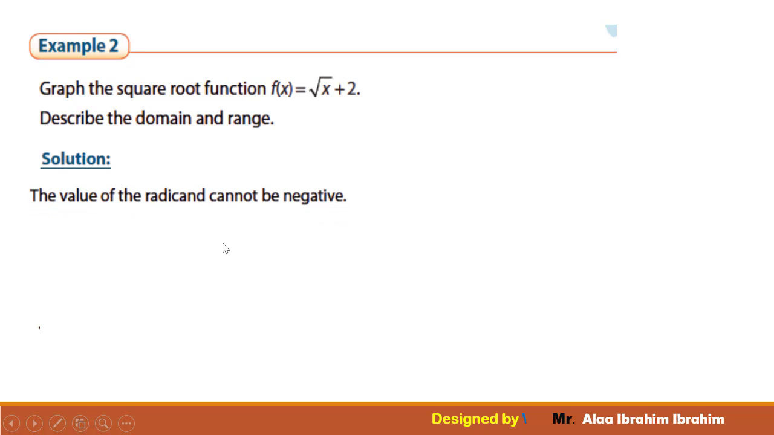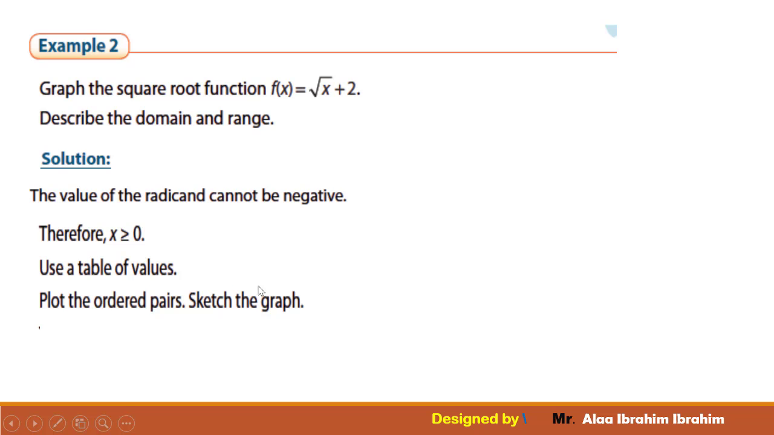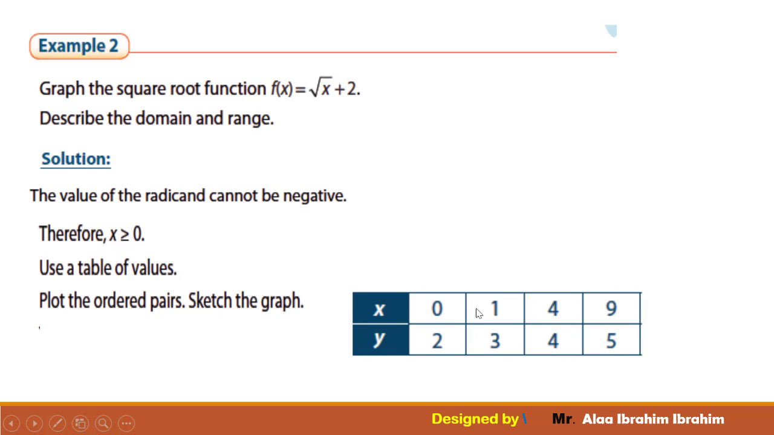If I substitute with the value of x, as I told you, x is bigger than or equal to 0. So I start with 0 and any number bigger than 0, like 0, 1, 4, 9. I'm trying to be smart: take anything that has a square root. Square root of 0 is 0, square root of 1 is 1, square root of 4 is 2, square root of 9 is 3. But we have to complete the result with plus 2. So 0 plus 2 is 2. Square root of 1 is 1, 1 plus 2 is 3. Square root of 4 is 2, 2 plus 2 is 4, and so on.